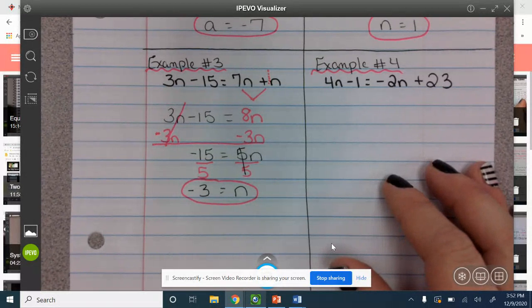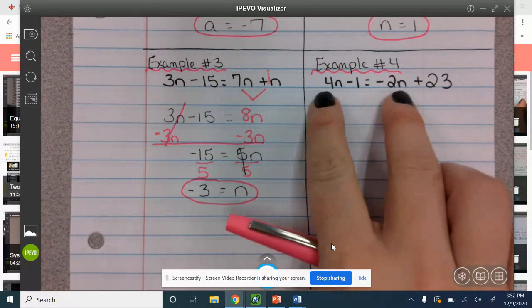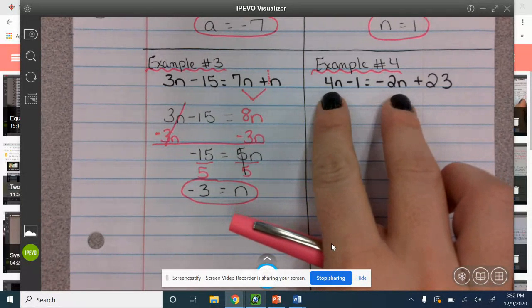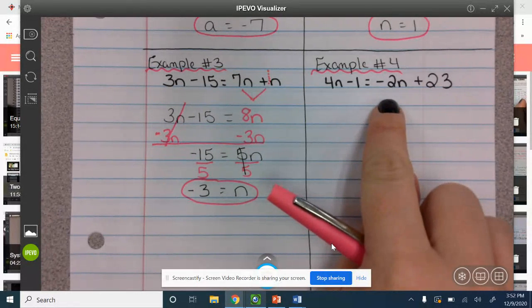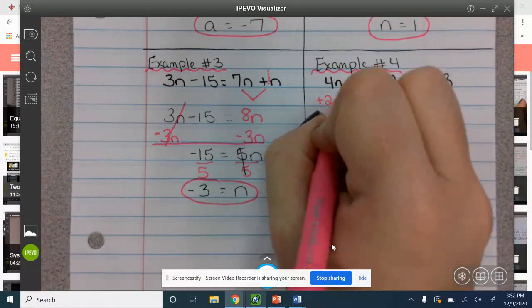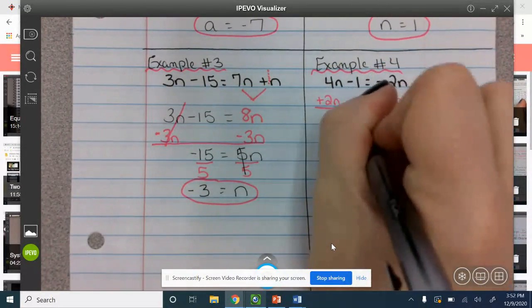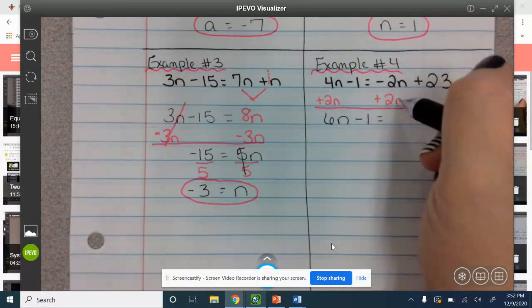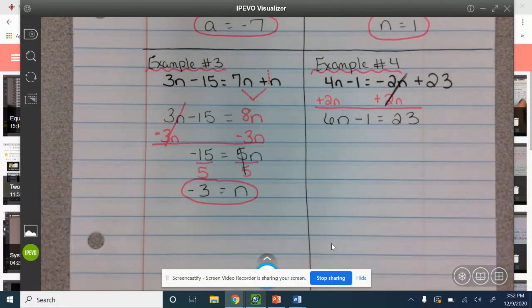And our last example today is 4n minus 1 equals negative 2n plus 23. So again, I need to focus on my variables first. How can I get these two variables together? Which one's smaller, 4 or negative 2? Negative 2. So how do you undo negative 2n, or what's the opposite of negative 2n? Adding 2n to both sides. So 4n plus 2n is 6n minus 1 equals, negative 2 and positive 2 cancel out, and I'm left with a positive 23 on the right-hand side.